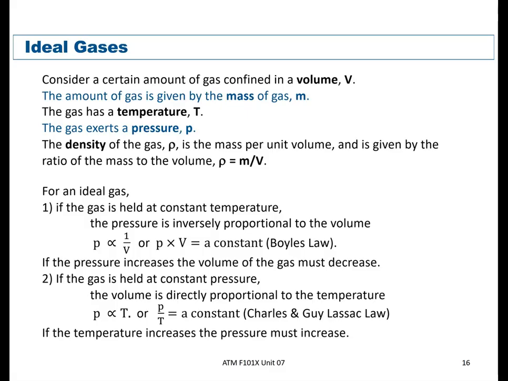Wrapping up this lecture, we delve into the ideal gas law. A parcel of air has a given volume, mass, temperature, pressure, and density. Experiments have shown that for an ideal gas at fixed temperature, the pressure of the gas is inversely proportional to the volume. For an ideal gas at fixed pressure, the volume is directly proportional to the temperature.